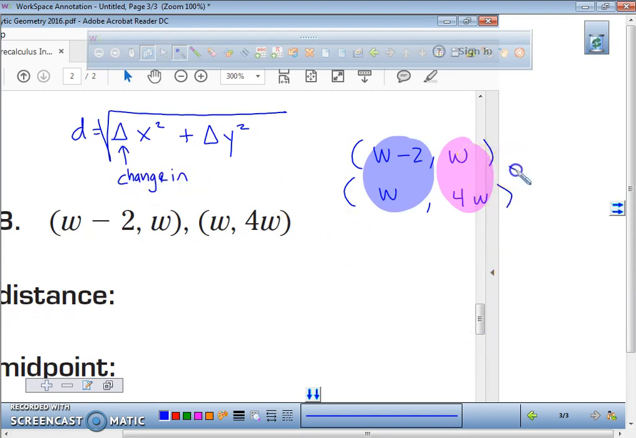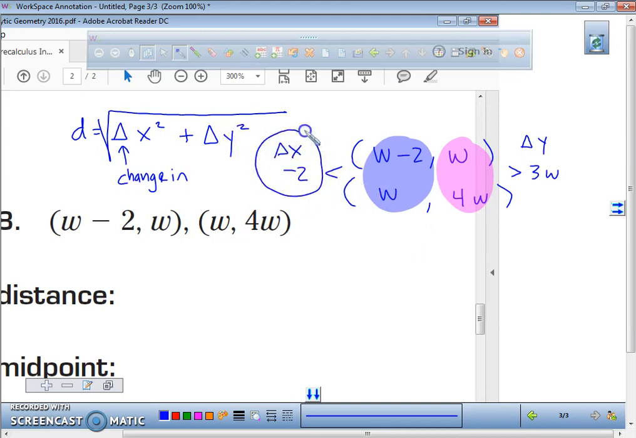So right here, I want you to look carefully. What's the gap between a w and a 4w? What's the difference? 3w. This right here is referred to as my change in y. That's what my change in y is right there. What's the gap between a w and a w minus 2? What's the only thing that's different between them? Minus 2. That's the gap between them. That's called the change in x.